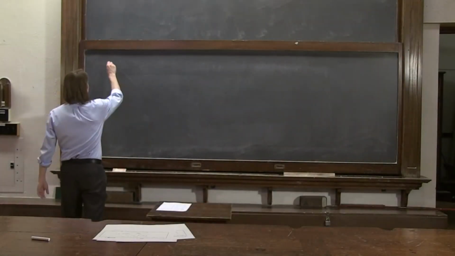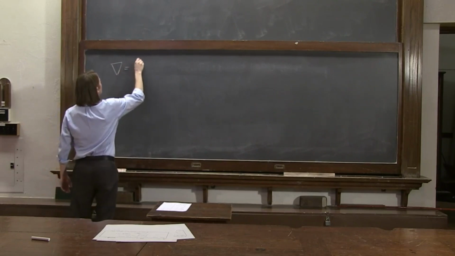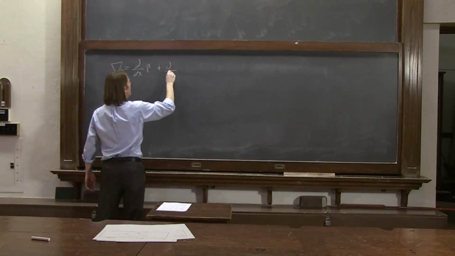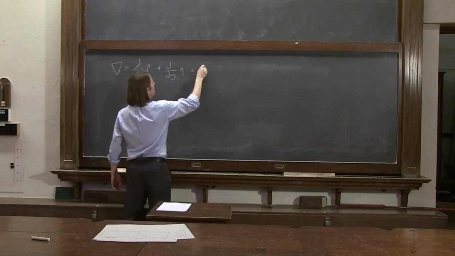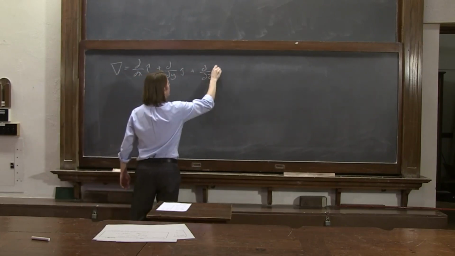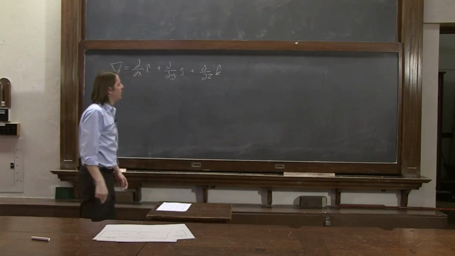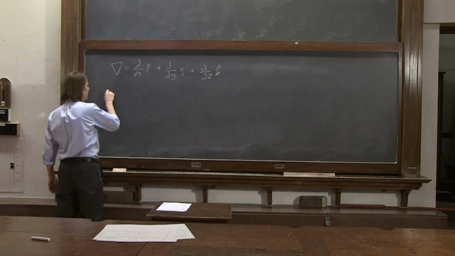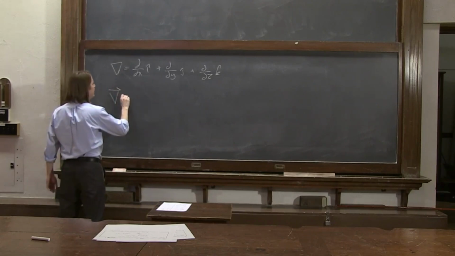We have our way to take derivatives now. Del is d dx i hat plus d dy j hat plus d dz k hat. And we applied it to a scalar field. Now let's apply it to a vector field, which I'll write just big V.